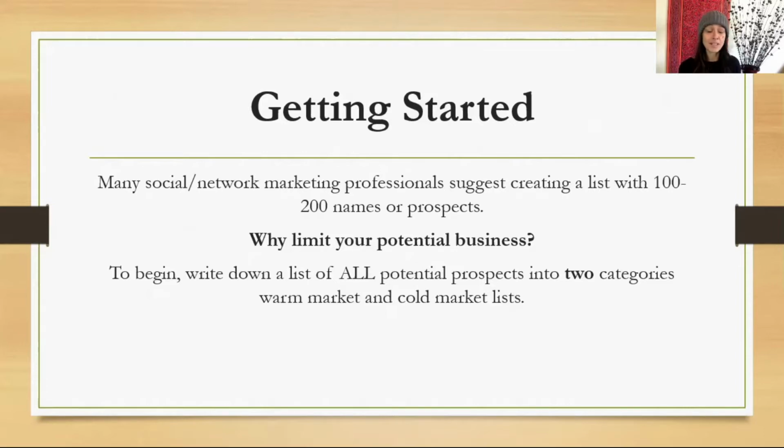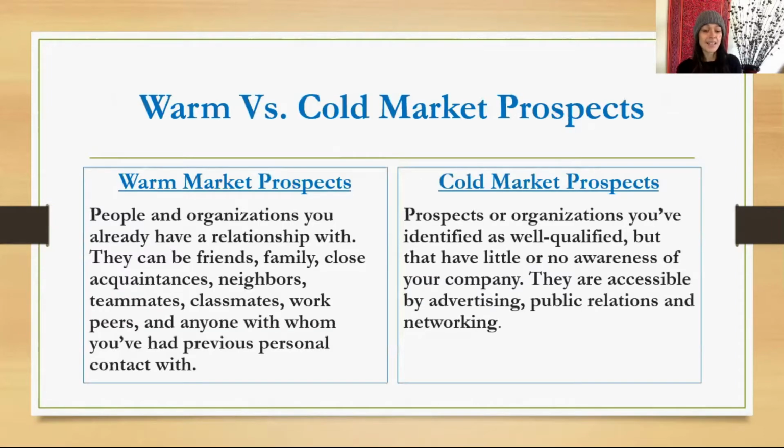So the difference between a cold market and a warm market is, a warm market prospect is a person or an organization that we already have a relationship with. They can be friends, family, close acquaintances, neighbors, teammates, classmates, work peers, anyone with whom we've had previous personal contact with. You could also put people at church on there. A lot of people are close with other church members.